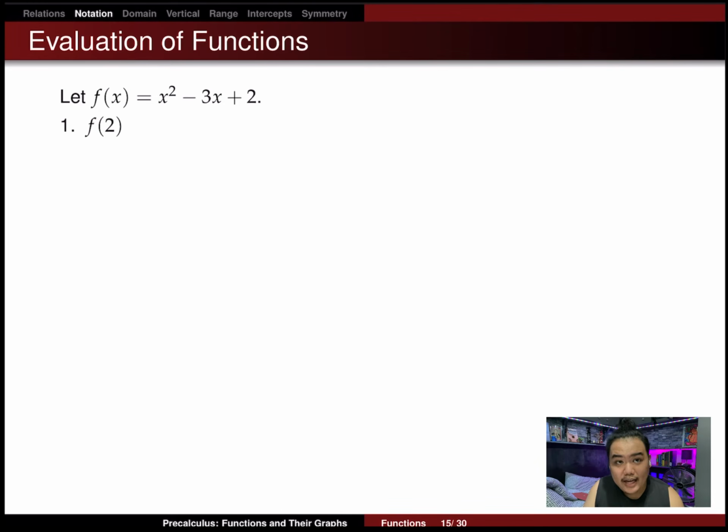So, how do we get f of 2? Just replace all the x's by 2. So, f of 2 is 2 squared minus 3 times 2 plus 2, or 4 minus 6 plus 2, which is 0. So, f of 2 is 0. Okay, so ginagaya niya lang talaga ako, right? So, number 2, what is f of negative 3? So, you do the same, just replace x by negative 3.